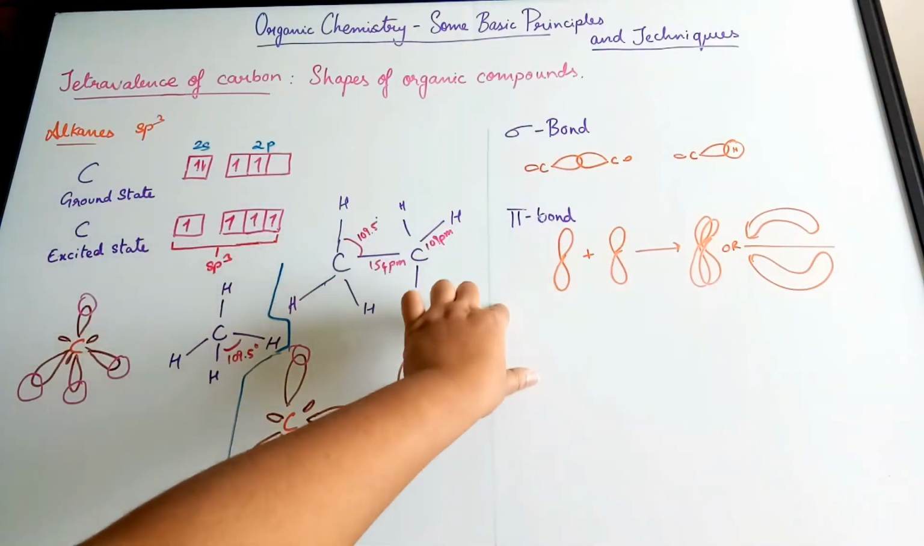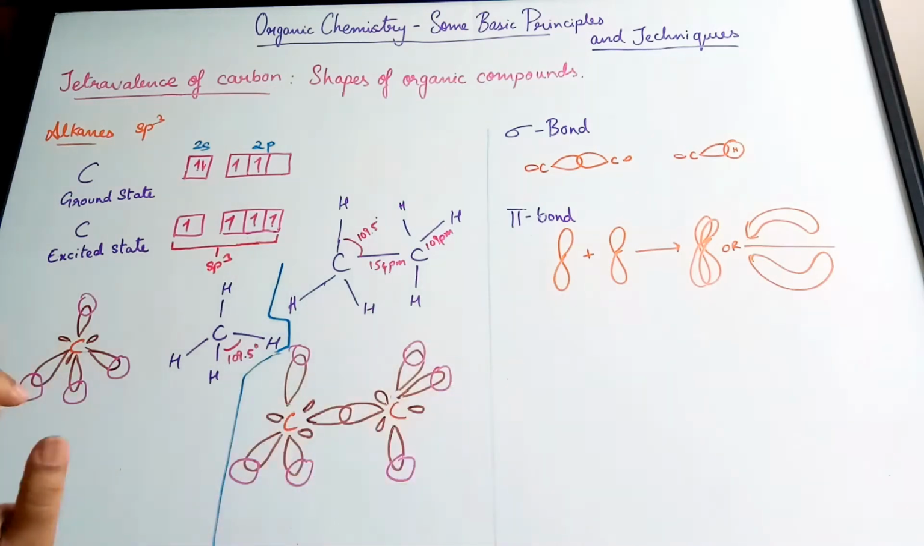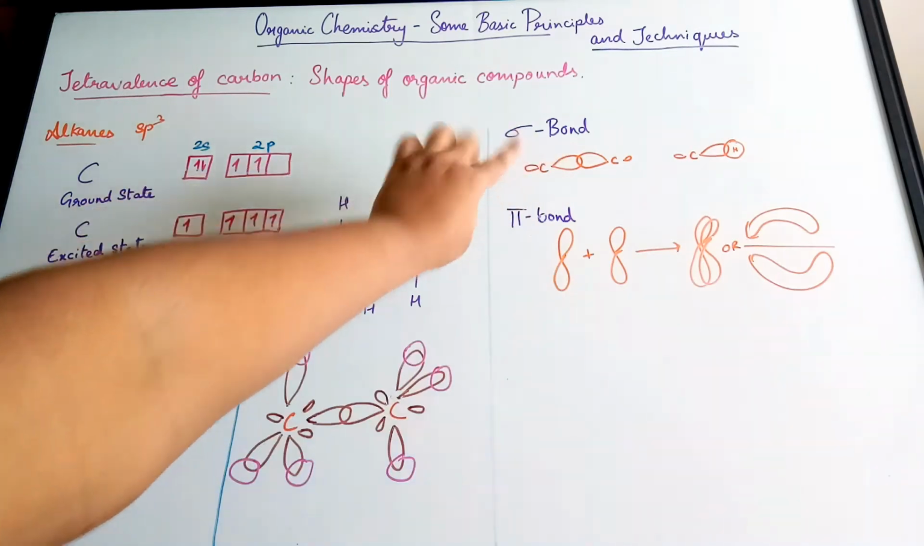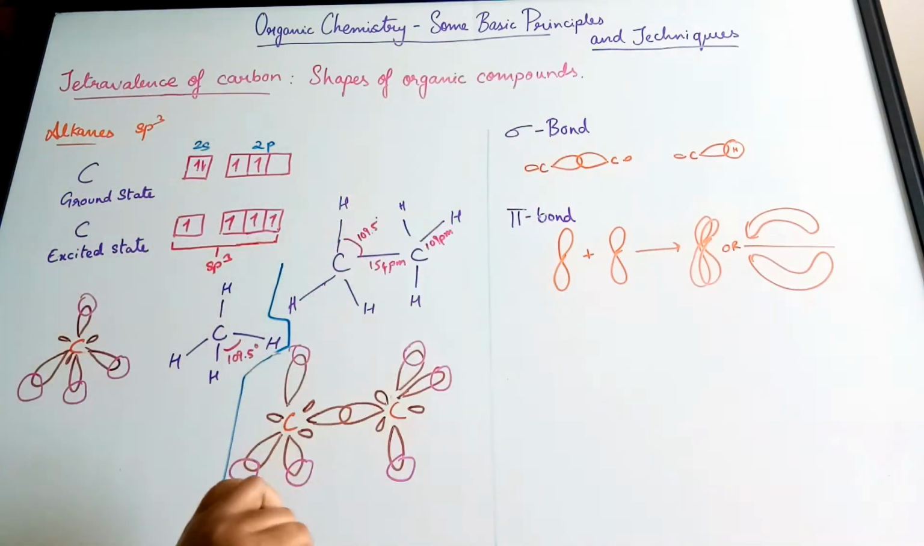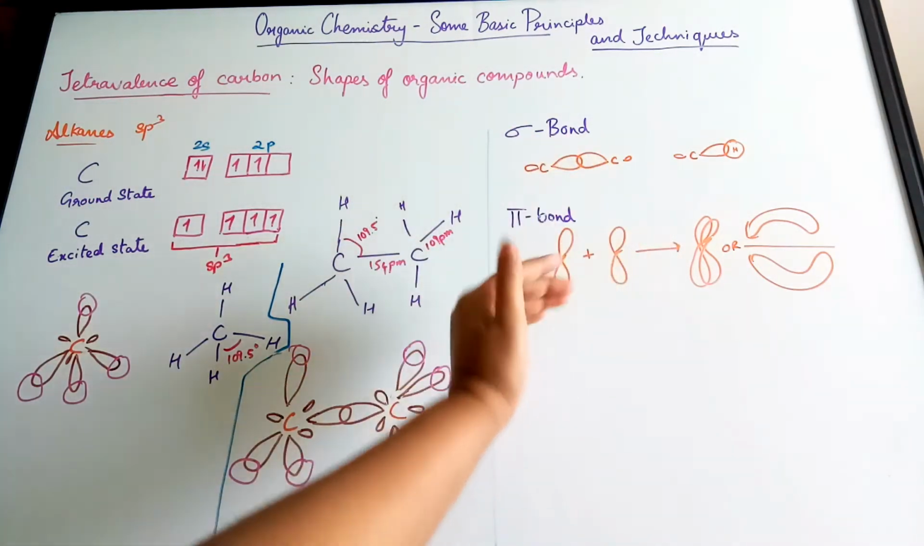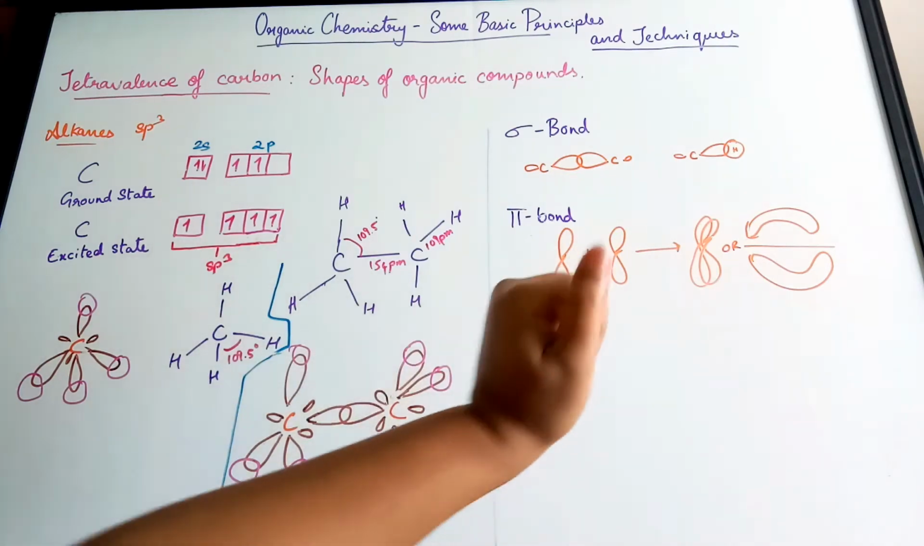Whereas in case of a pi bond, it's a sideways overlap of the half-filled atomic orbitals, and this is called a lateral overlap. So here you have a lateral overlap taking place, here you have an end-to-end overlap taking place. Now generally sigma bonds are much stronger than pi bonds because the overlap is to a greater extent. So here there is more overlap of the orbitals compared to the pi bond.